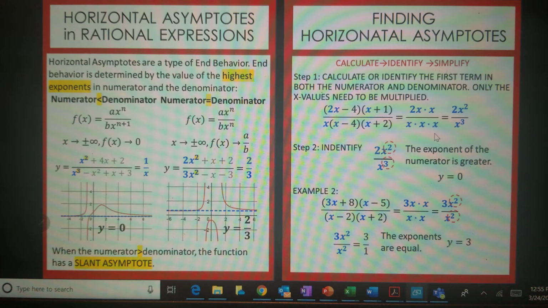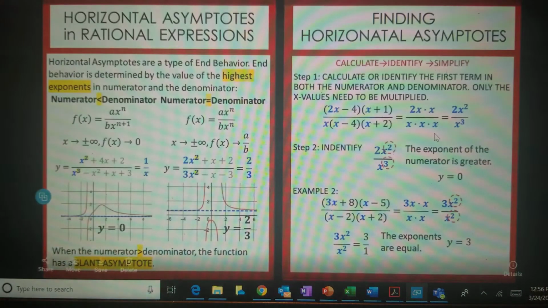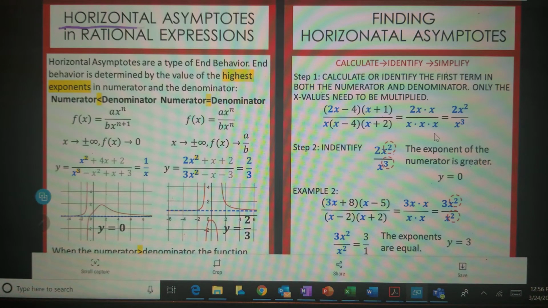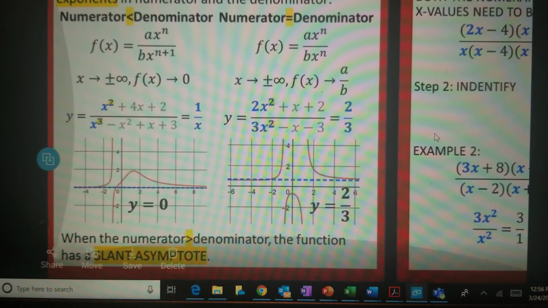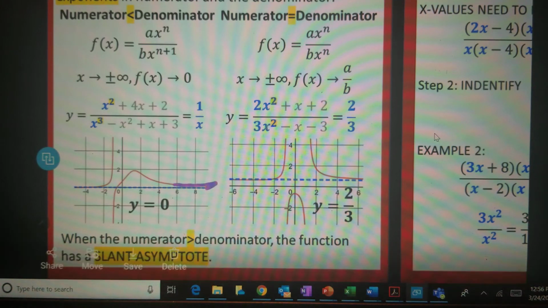Hi everyone. This is going to be a brief tutorial about horizontal asymptotes and how to do that lesson. Here we have horizontal asymptotes. So what is a horizontal asymptote? Let's look at this graph here. Notice that both of these graphs, their end behavior is a line going straight across.